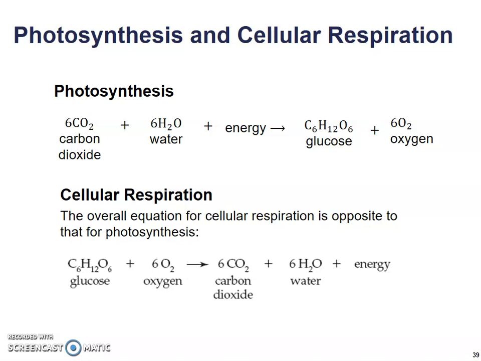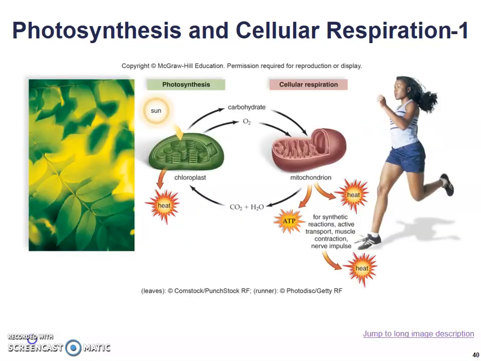So in photosynthesis, we start with 6 molecules of carbon dioxide and 6 molecules of water and some sunlight, and we get glucose and some oxygen. In cellular respiration, we start with a molecule of glucose, 6 molecules of oxygen, and we get 6 carbon dioxide molecules, 6 water molecules, and some energy. So it is exactly opposite.